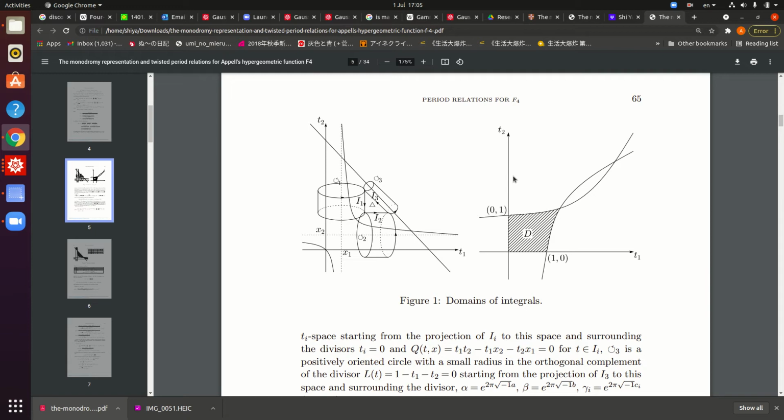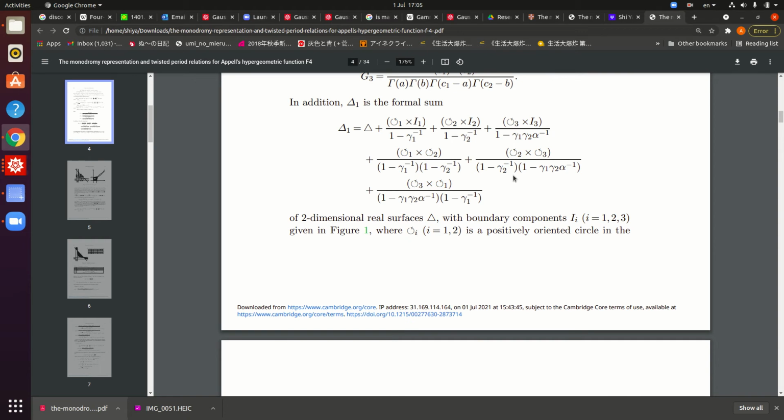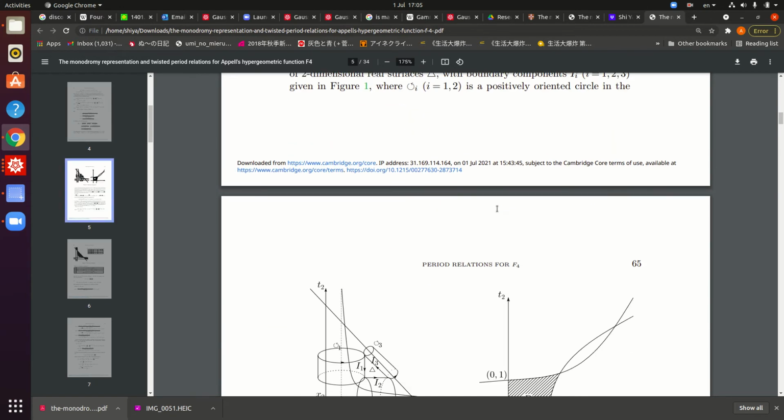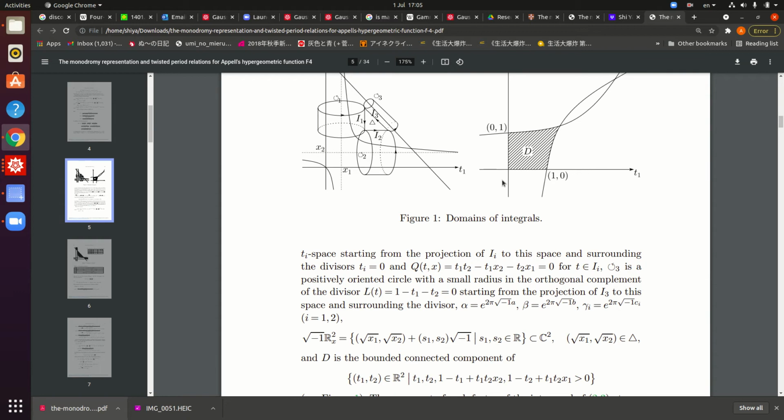We can read what it says about this region. Delta 1 is the formal sum of the two-dimensional real surface delta, which is this triangle that we see, with boundary components I1, given in figure 1, where this oriented circle is a positively oriented circle in the Ti space, starting from the projection of I1 to this space and surrounding the divisors Ti equals 0 and Q, where delta 3 is a positively oriented circle with a small radius in the orthogonal component of the divisor L.